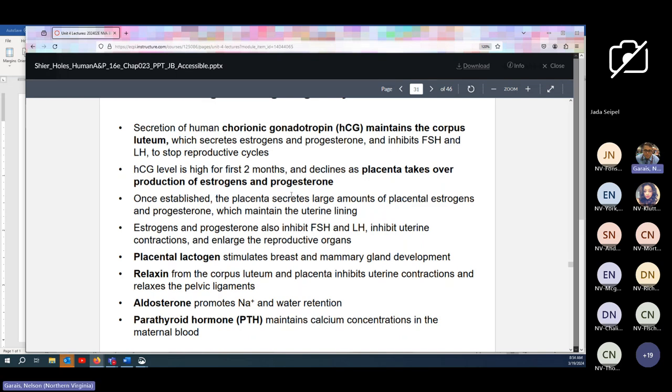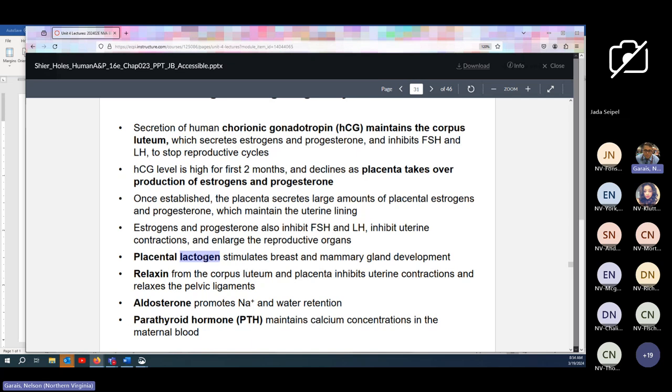And then after a couple of months, the placenta starts messing with the estrogen and progesterone levels, again, to maintain progesterone, to maintain P for pregnancy. Another thing that goes on when you're pregnant, of course, you're gonna have placental lactogen. Once the placenta is up and running, it's going to secrete the hormone lactogen.